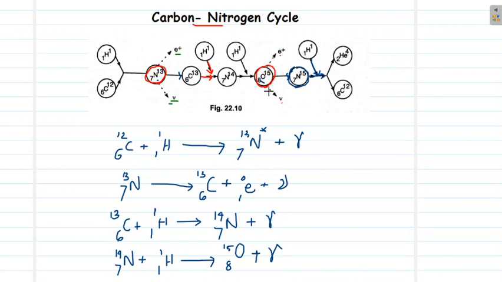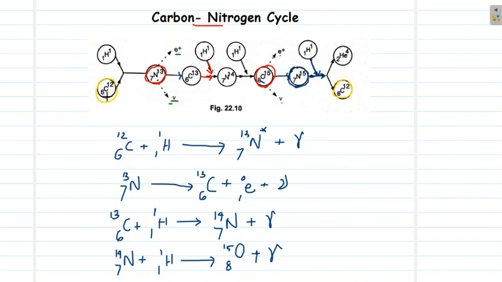It will emit a positron and a neutrino, thus getting converted into 7N15, which will again combine with another proton to form the final products, which are the helium as well as a carbon nucleus. So in this process, you can see initially we had one carbon nucleus which is being used in this process, but finally that carbon is evolving out.